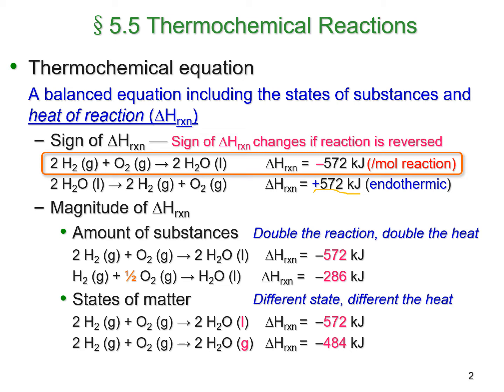Two things I'd like you guys to pay special attention to when we talk about manipulation of a thermochemical equation. First, change the sign when the reaction is reversed. Second, double the reaction, we double the heat. These are the two major manipulations when we deal with one of the toughest topics in this chapter, which is Hess's law, which we're going to see in about 10 slides away.